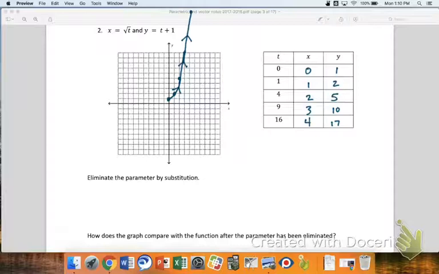So as you start to work on your graph, feel free to compare with mine. Eliminating the parameter on this one's pretty easy. If you haven't tried it already, you should.